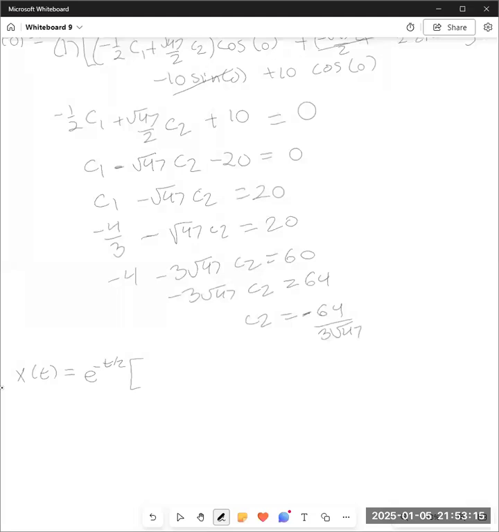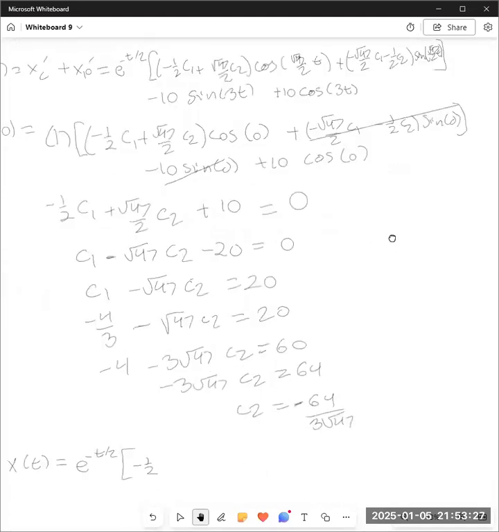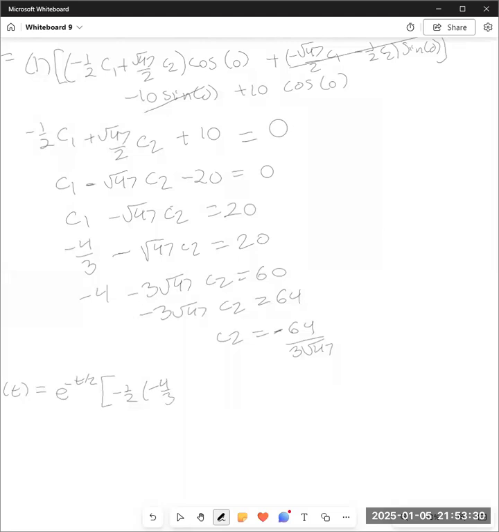negative 1/2 of c1 was negative 4/3. Sorry, I'm ahead of myself. Of negative 4/3 cosine of root 47 over 2t. And c2 is negative 64 over 3 root 47 sine of root 47 over 2t. That's my xc part.